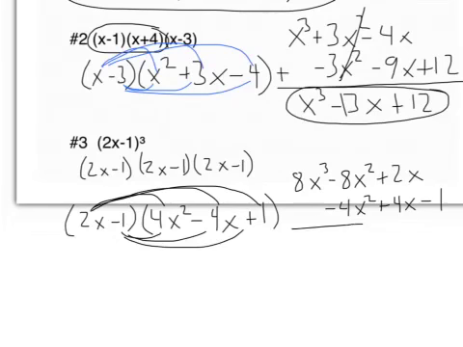Now I can add all these together. So I add vertically like I used to with just numbers, but now I have polynomials.